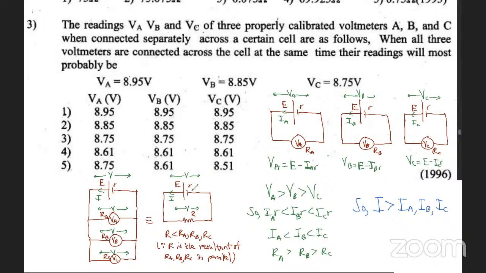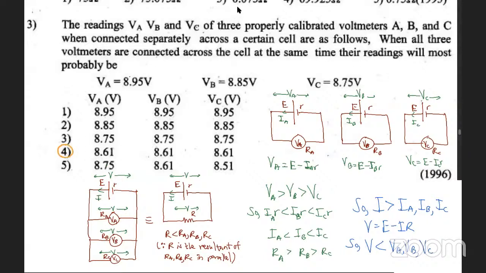So we should get the largest current in this. The largest current will be coming out because when you put resistors in parallel, the resultant will be smaller than everything. If the current coming out is largest, the potential difference will be the smallest. So V equals E minus IR. So V should be smaller than all VA, VB and VC. Which answer is suitable for that? Fourth one is a suitable answer.